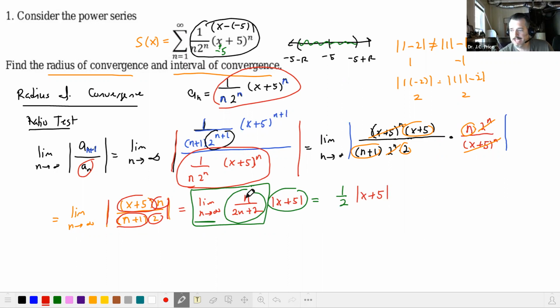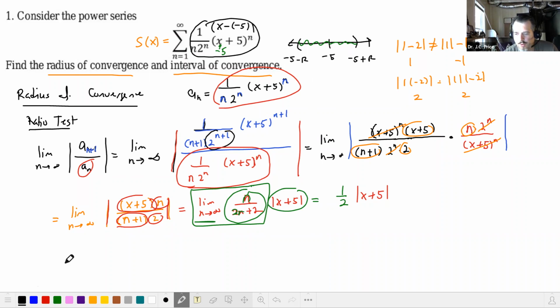Right? And that's because you have an n on top and a 2n on the bottom. So it's basically, as you go to infinity, it's linear on top and linear on the bottom. So it goes in the same way, basically as a 1 over 2. So 1/2. All right. So there's the limit.